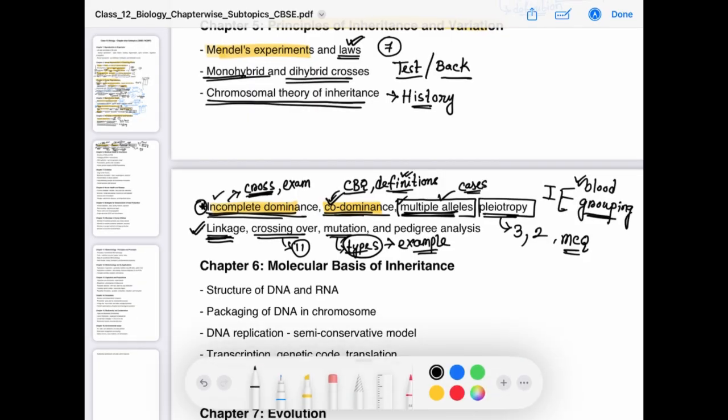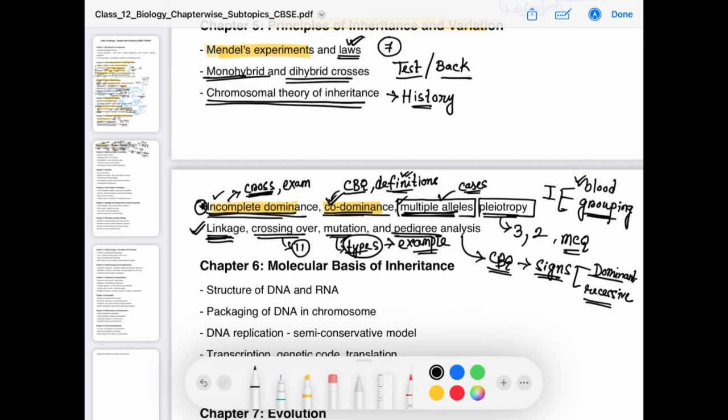And then you have to know about pedigree analysis. From here CBQ-based questions come. You have to know about each and every symbol that is there in the pedigree, and you have to practice the dominant and recessive pedigree. Dominant disease pedigree and recessive pedigree you have to practice. Practice from the NCERT itself, so that you can understand everything properly.